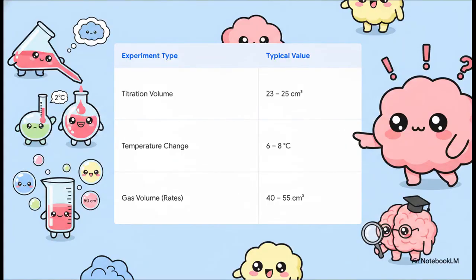Now, this is really interesting. Think of these numbers as your own personal built-in alarm system during the exam. If you do a titration and your final answer is something like 45 cubic centimeters, or your temperature change is only 2 degrees, these benchmarks should be screaming at you. They're your first clue that maybe, just maybe, you should double-check your work. It's an instant sanity check.